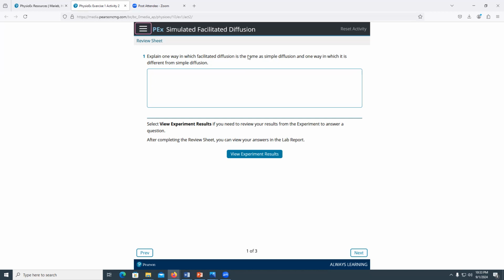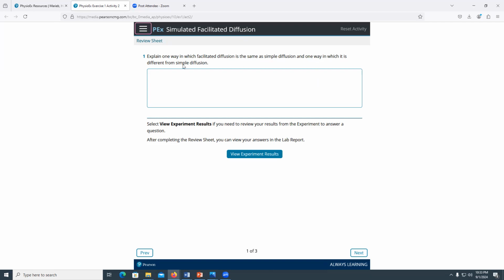You will never see facilitated diffusion or simple diffusion helping the movement of a substance from an area of lower concentration uphill to an area of higher concentration. No, that's active transport. Facilitated diffusion and simple diffusion both happen downhill. They just help the movement of substances from an area of higher concentration to an area of lower concentration. That's the similarity. And they don't require ATP, they don't require energy.